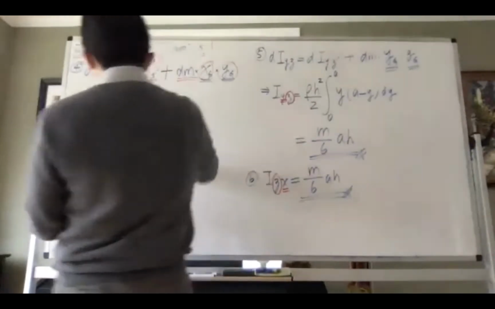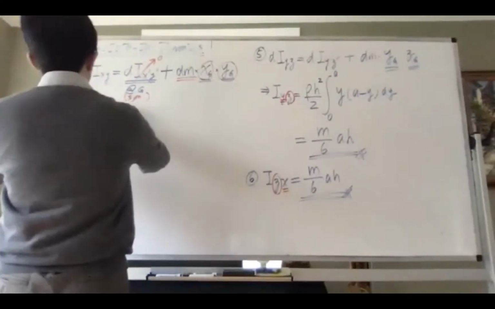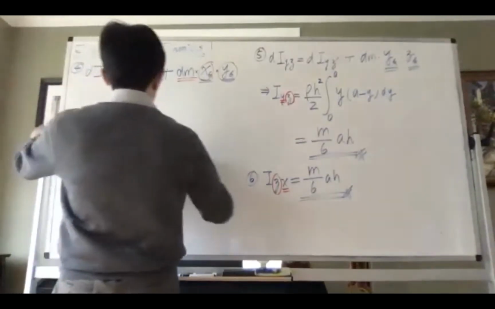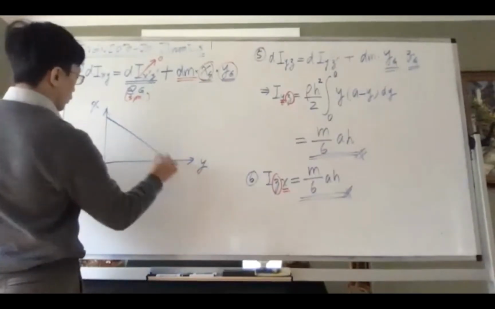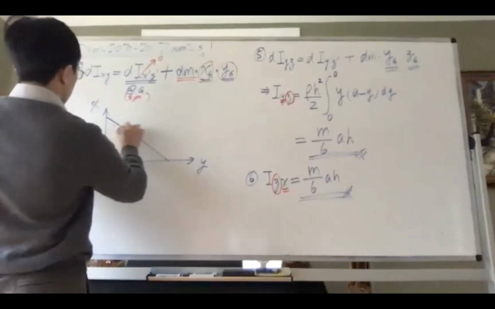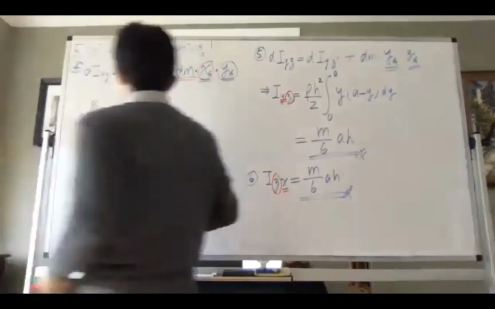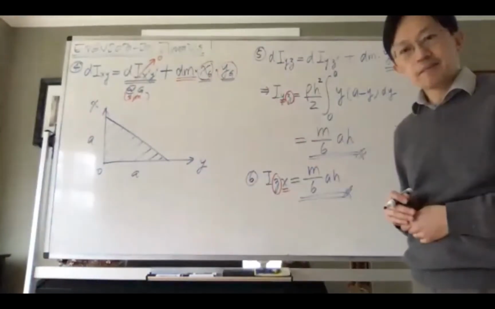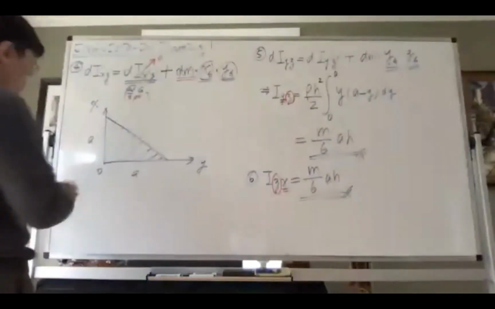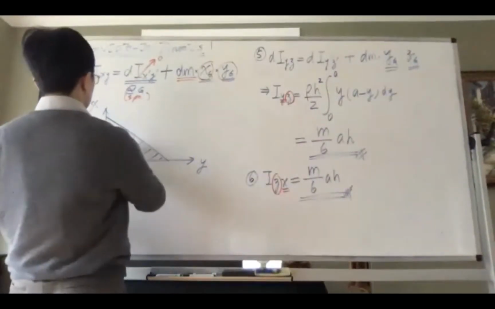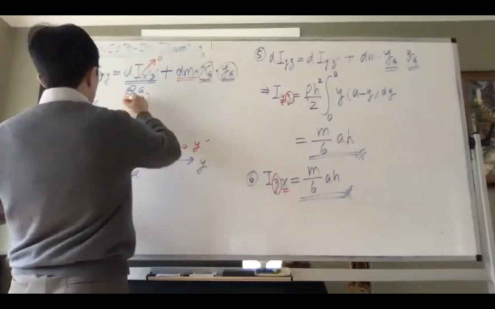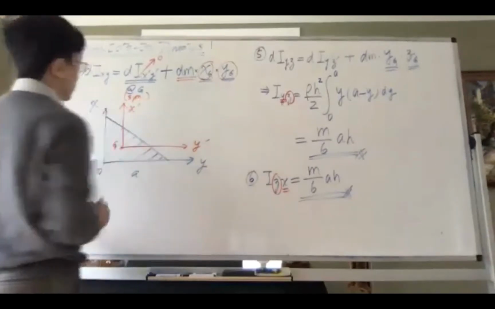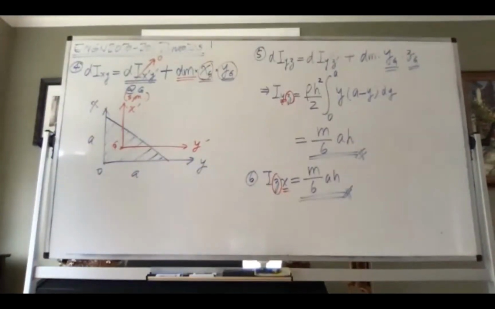So first of all, let's look at the xy plane. On the xy plane, we have x here, y here, 0, and of course, it's a here and a here, right? Correct? It's like this. Now, where's the center of gravity? Center of gravity is right here, 1/3 a, and this is the y prime, and this being the x prime.